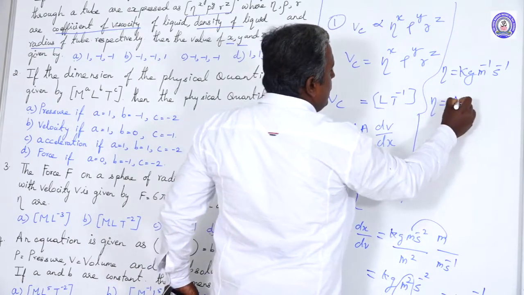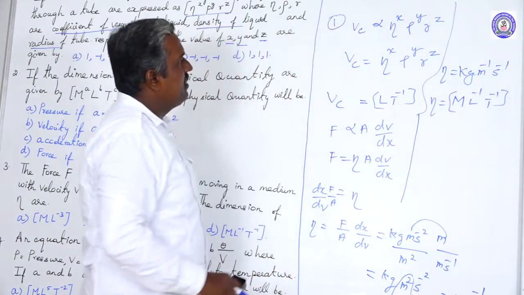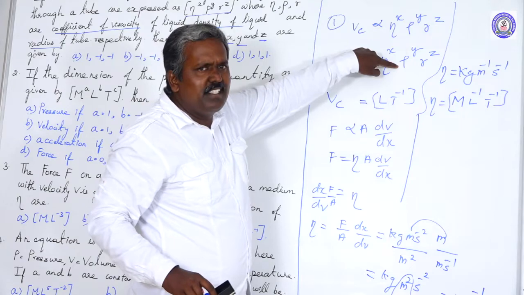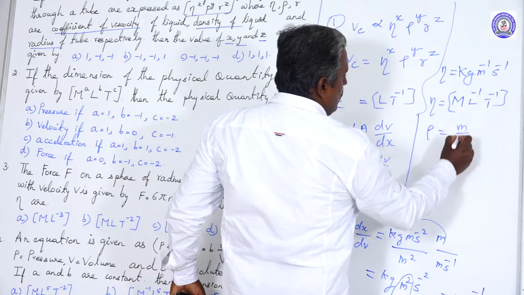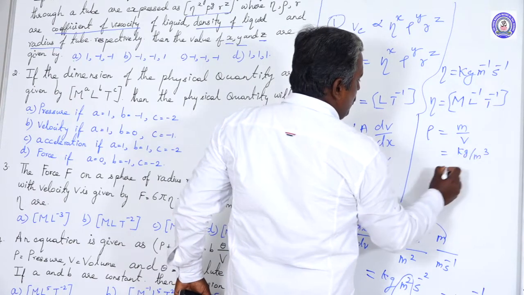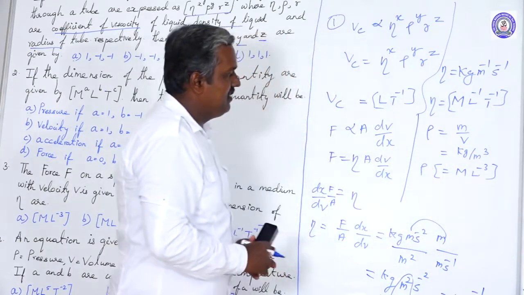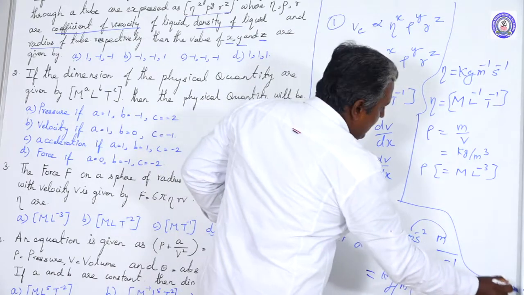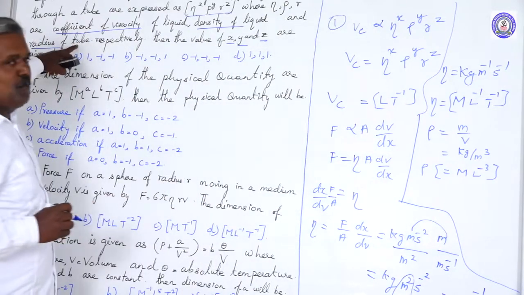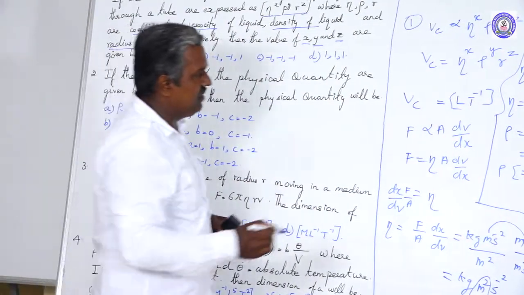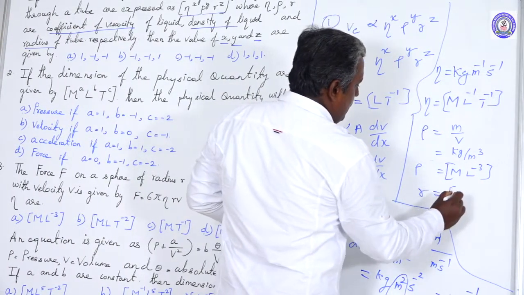So the dimensional formula for this is M L power minus 1 T power minus 1. Then for rho, the density, no? Density means mass by volume, so kilogram per meter cube, so M L power minus 3. This is the dimensional formula for density. And r means radius of the tube, no? Radius of the tube is like a length, therefore r is equal to L.